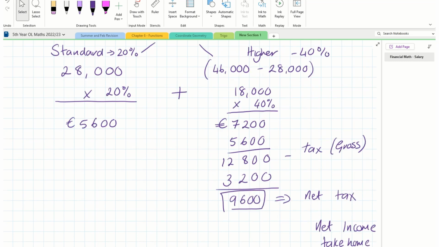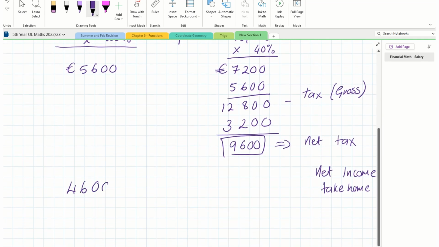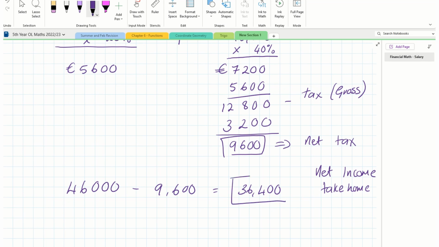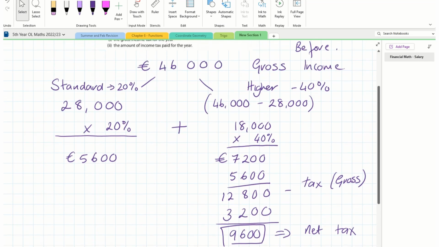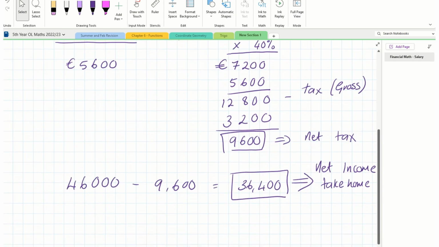So we're going to go back to her gross income, which was 46,000. We're going to subtract the net tax from that. And that's going to leave us with 36,400. So this is her net income. So that's just a basic question on income. And again, the vocab is really, really important in this.